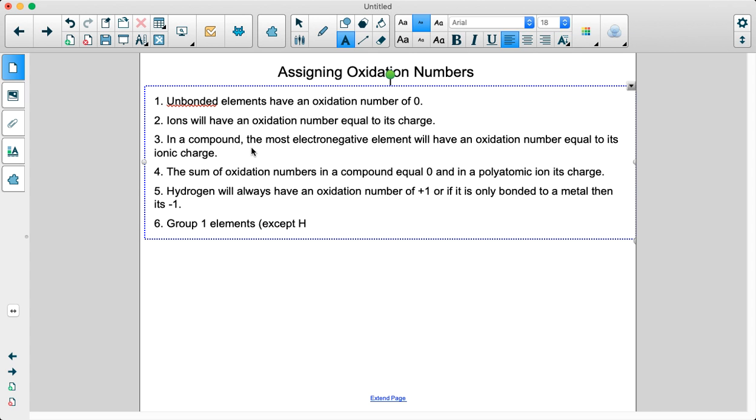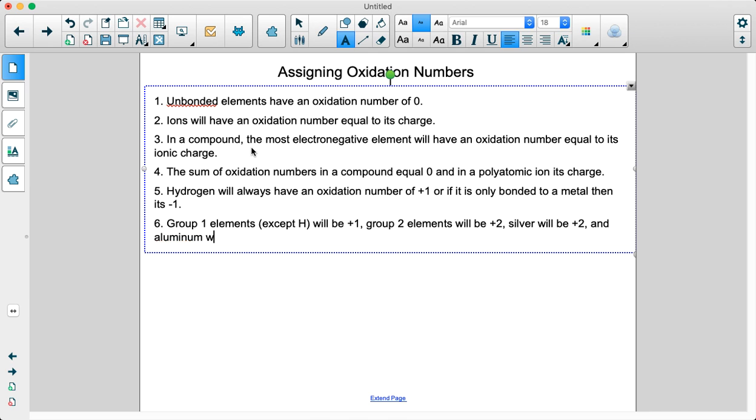And the sixth rule, group 1 elements except hydrogen will be +1. Group 2 elements will be +2. Silver will be +1. And aluminum will be +3. Okay, so those elements will never change. It doesn't matter what they're bonded to.